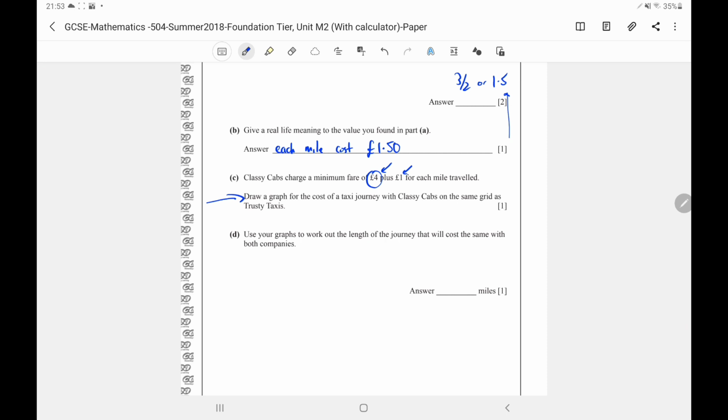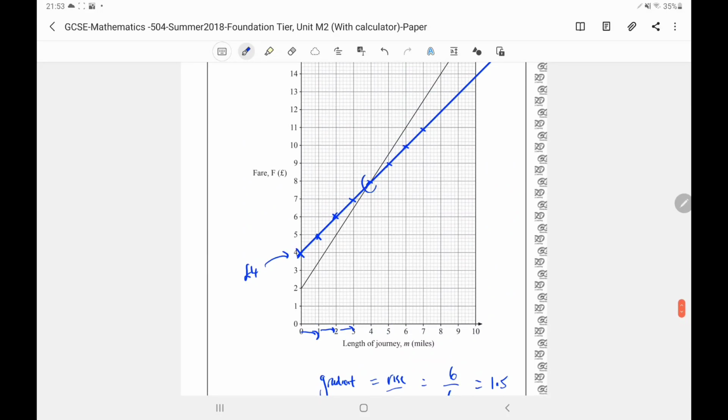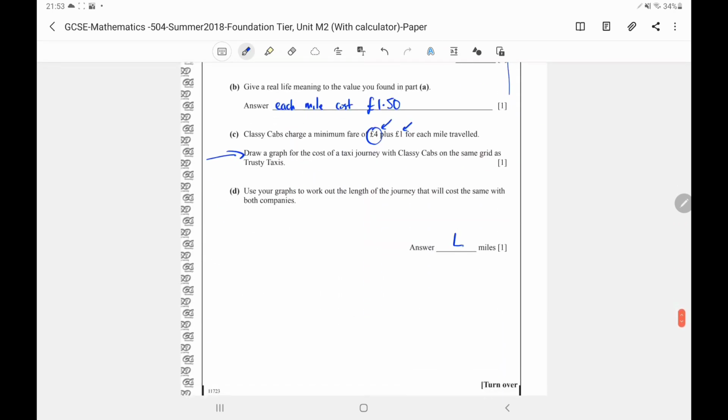Use your graphs to work out the length of the journey that will cost the same with both companies. So you see the way the two lines meet at this point? That means after 4 miles, if you have a 4 mile journey, it doesn't matter who you go with, it's going to cost the same. It's going to cost you £8. So after 4 miles, they both cost the same.